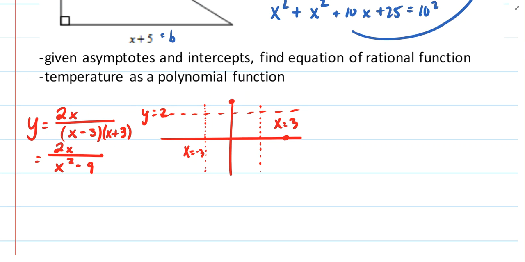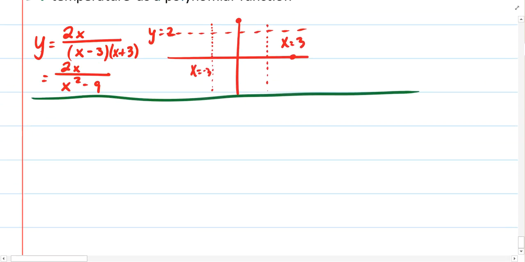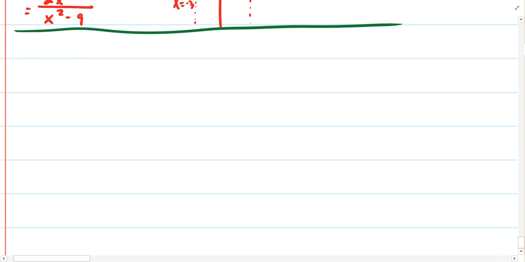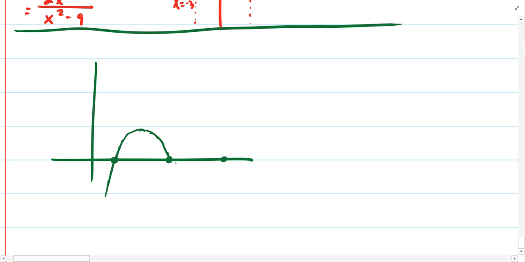And for this last example, when we're talking about temperature as a polynomial function, we might be given some information that says that a graph that represents the temperature over a given day might appear as follows, where the temperature was 0 at this point, and this point, and this point, and the temperature was below 0 initially. It rose, it fell, and then it rose again. Could you establish the equation that represents this data?